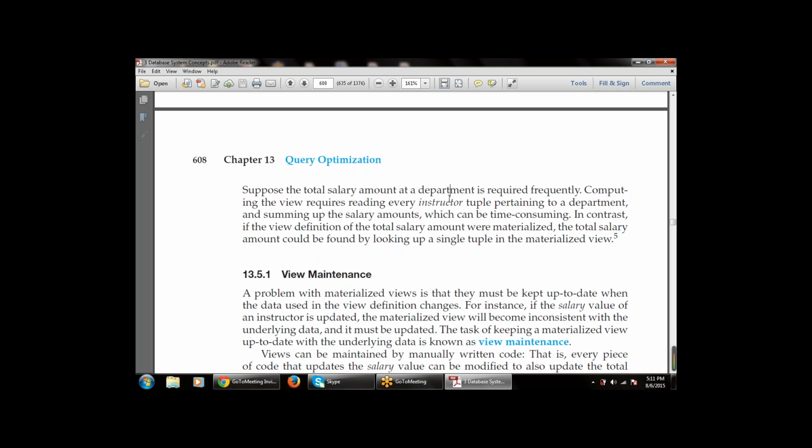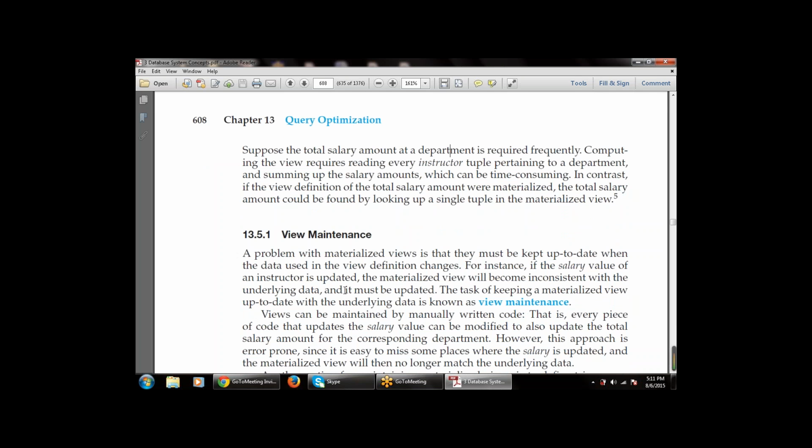Next is view maintenance. A problem with materialized views is that they must be kept up to date when the data used in the view definition changes. Whenever the data used in the view definition changes, the materialized view must be kept up to date.